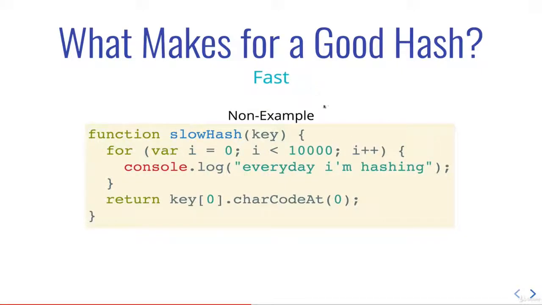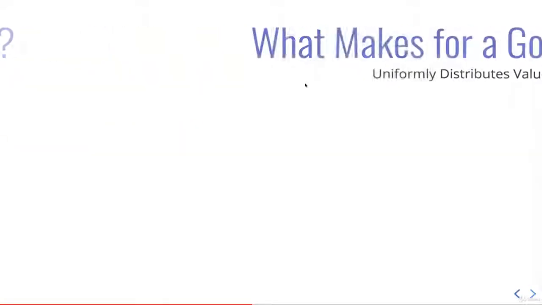Here's an example. This is a bad example, which is why I wrote non-example, of a slow hash function. We don't want this. All that it does is at the beginning, it loops 1,000 times, 10,000 times, and just prints something out. And then it does the hashing. All right, that's silly, but we want to try and keep things quick and fast. We don't want to have to loop a ton of times. We want something that is constant time. So we're going to write some of our own hash functions in just a bit, but keep that in mind. We want it to be fast.